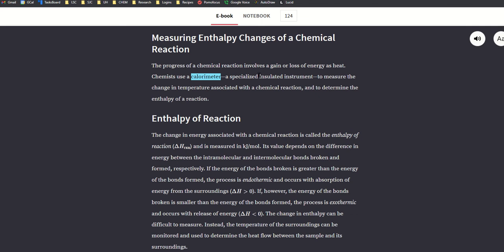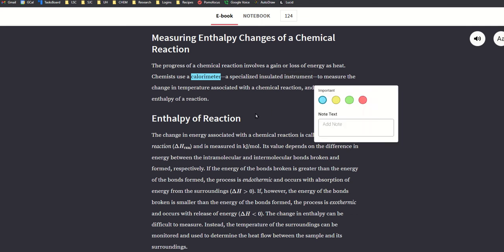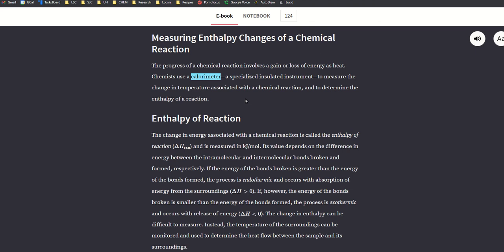And all it really is, is an insulated instrument that doesn't let any heat out. So you've been learning about heat and energy and how it can be transferred from the system to the surroundings. And when you don't have a closed environment or a completely insulated environment, it can be transferred very easily from your system to your surroundings. So here what we have is a calorimeter. It's completely insulated. It won't let the heat out. So you can accurately measure any changes, any enthalpy changes.